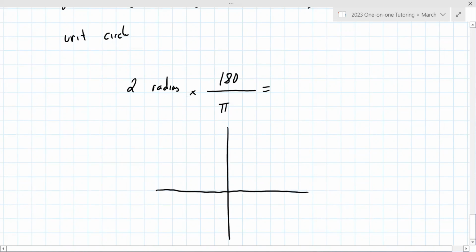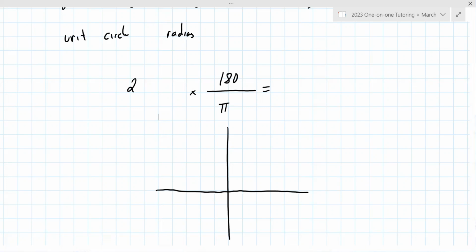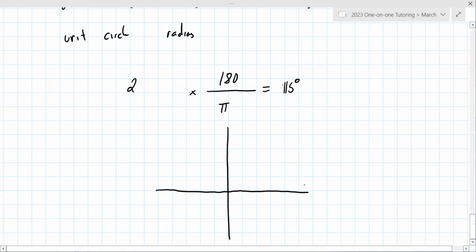Like on a calculator? Yes. Do I actually have to click radians? No, you just have to multiply by 180 over pi because it's already in radians. That's what I was trying to tell you. So the unit isn't really needed, but maybe it's good to write down. Is it like 115 degrees? Specifically 114.6, but that's close enough.